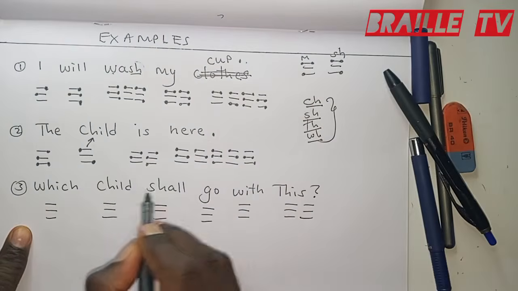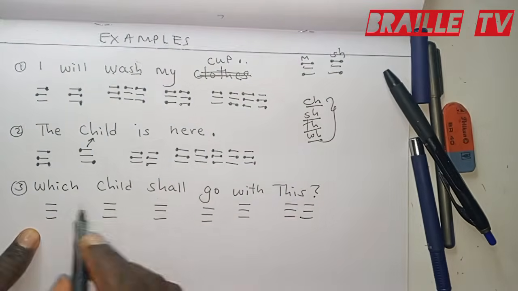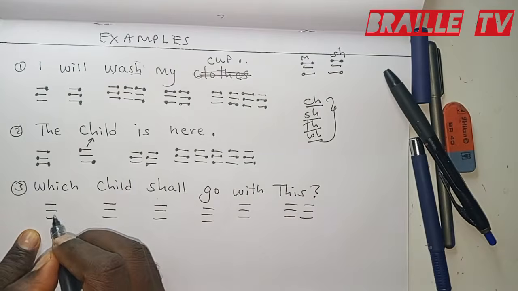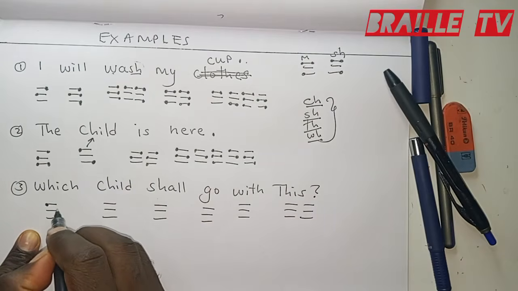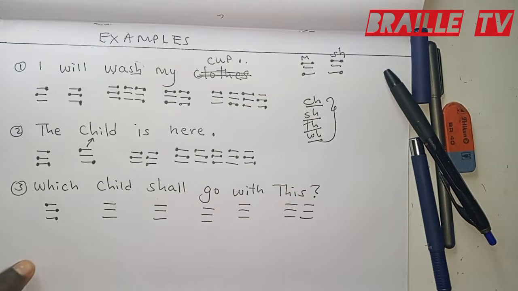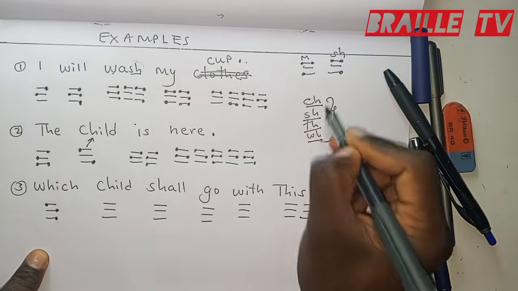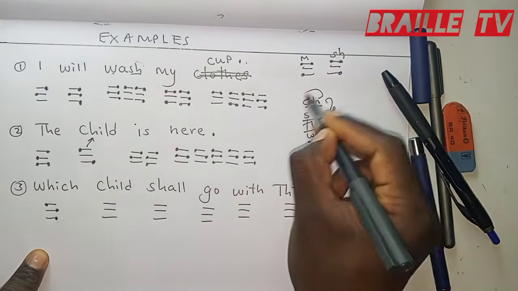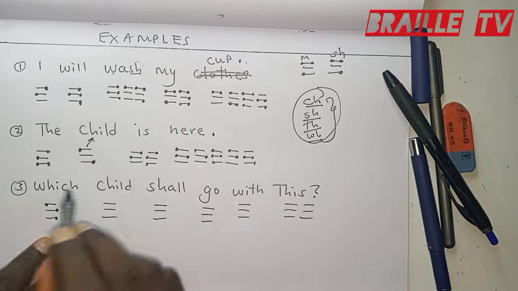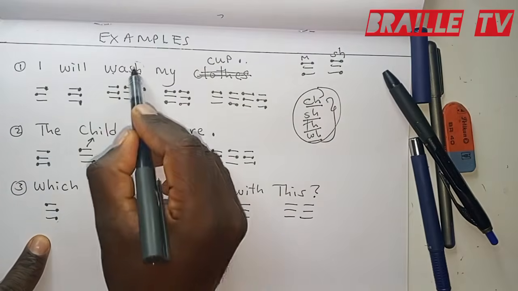So which child shall go with this? Okay, let's assume it's correct grammatically. Now which, I said which, it is WH, and WH it is E plus dot 6. So this stands for the word which. So this is why I'm saying this CH, SH, TH, WH, they are used as group signs and also as word signs. So when they are used as word signs, you don't mix in other letters.